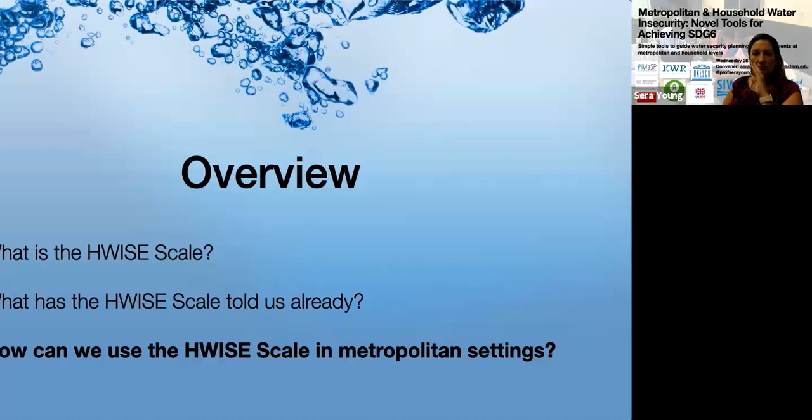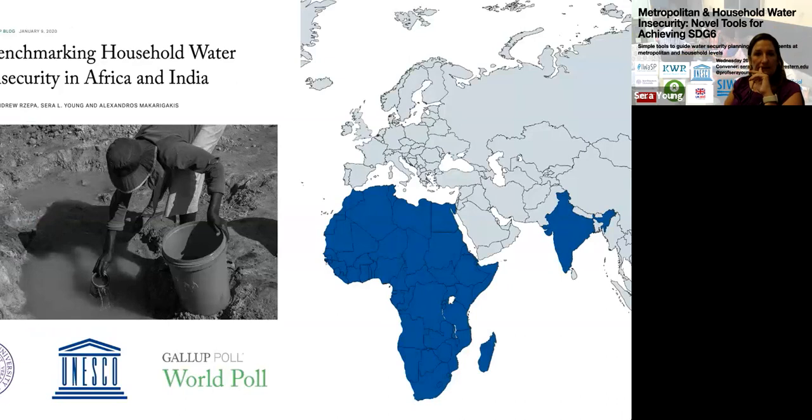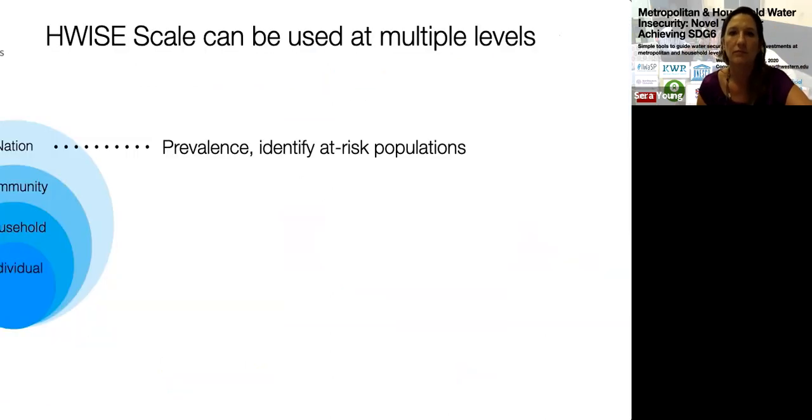And it can tell us a lot in metropolitan settings. So it can be used at multiple levels, for example, to identify prevalence and identify at-risk populations in a city or in a country. I'm so excited to be collaborating with Gallup World Polls and UNESCO this year. We're going to be collecting the first nationally representative data about water insecurity throughout all of Africa, India, and we've since added China, Brazil, and Bangladesh.